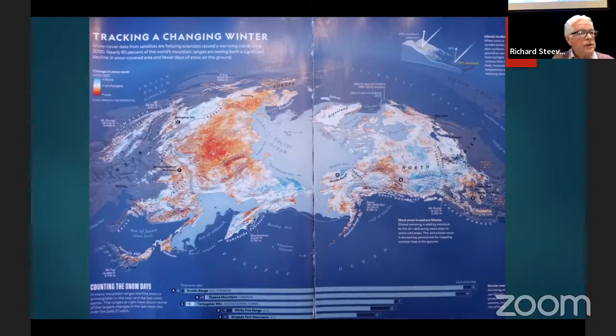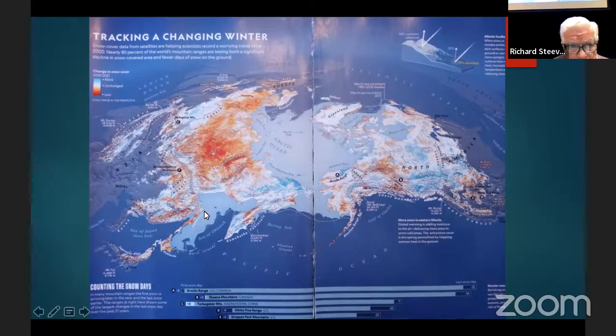The snow is starting later. They're counting snow days. So the snow days are the light parts of the bars, and the change in snow days are the dark ends of the bars. They're in the Brooks Range now, and those have letters. You can see there the letter A for the Brooks Range, and the Brooks Range is over here on the Bering Sea. And you can see that the snow is coming later and leaving earlier. So the snow days are diminishing.